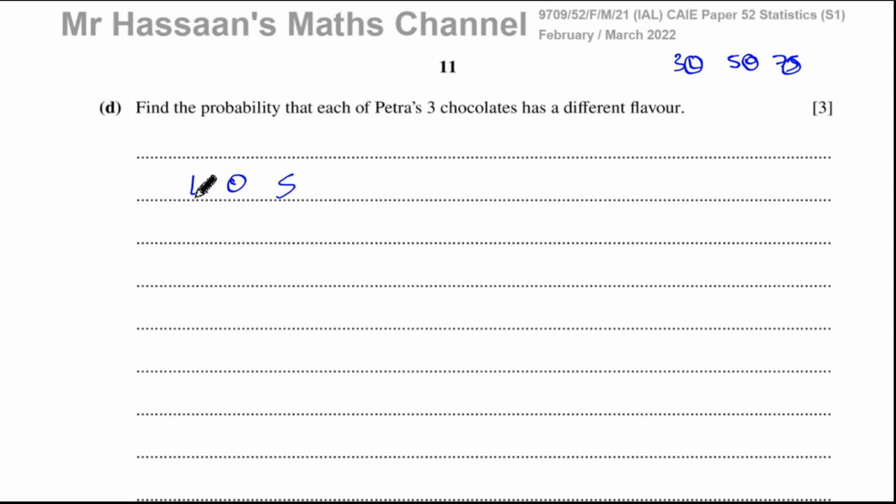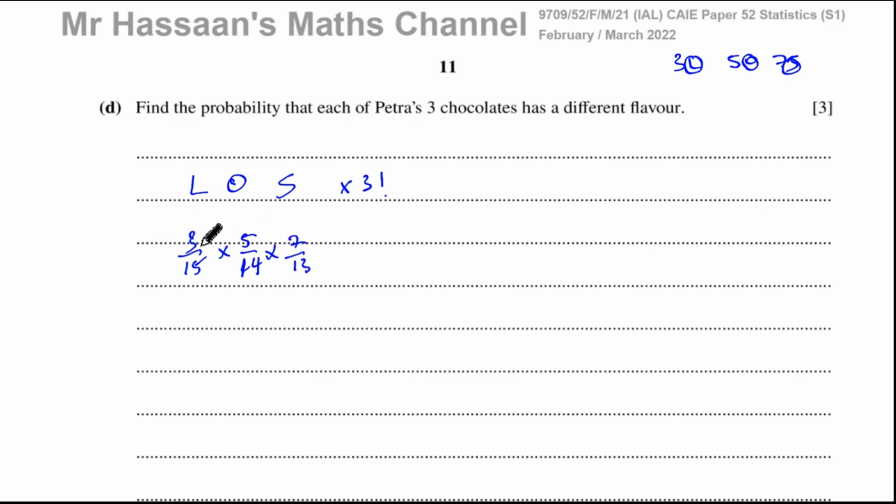How many different ways would there be of arranging these? There would be basically 3 factorial ways. So we multiply this by 3 factorial. The probability of a lemon would be 3 out of 15 altogether, times for an orange, there'll be 5 out of 14 left, times a strawberry, there'll be 7 out of 13.